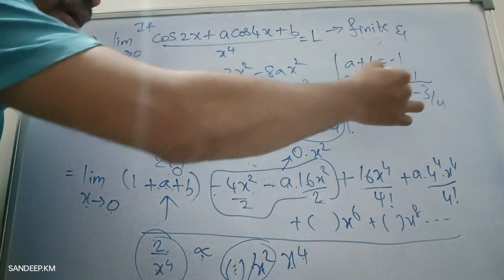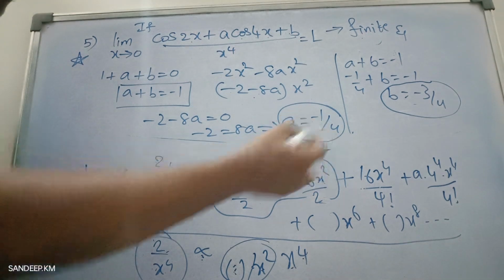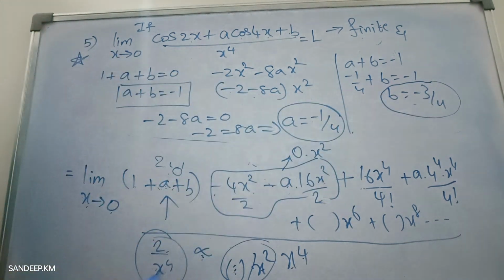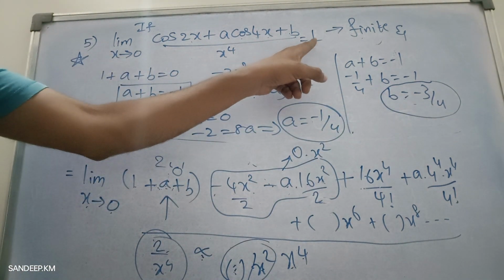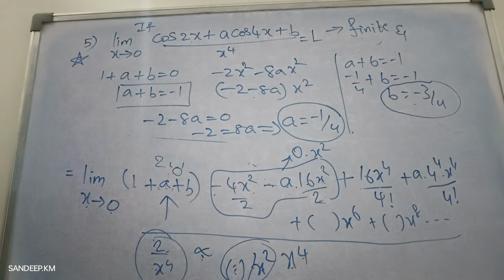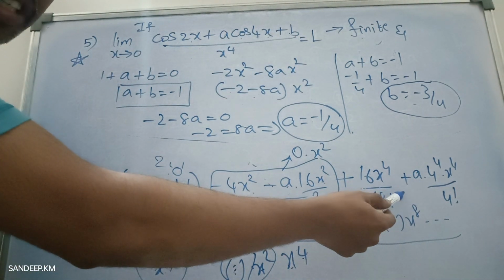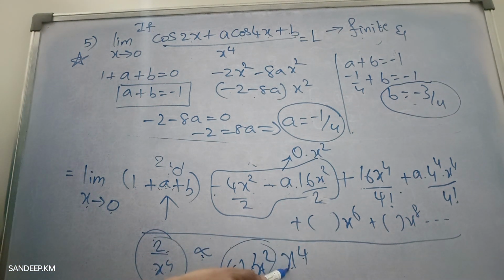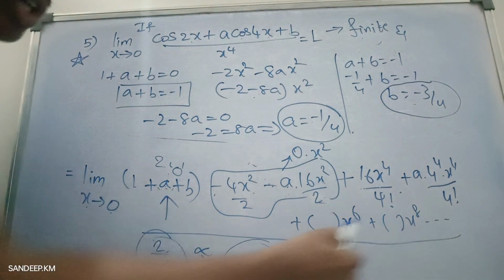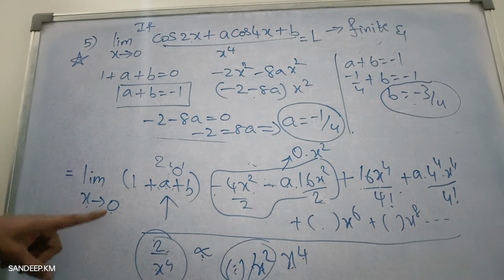So dear students, a value is minus 1 by 4, b value is minus 3 by 4. And I should also find the value of L. How do we get the value of L? The value of L is x power 4 coefficient in the numerator divided by x power 4 coefficient in the denominator, because the remaining terms automatically become 0 when you substitute x as 0.